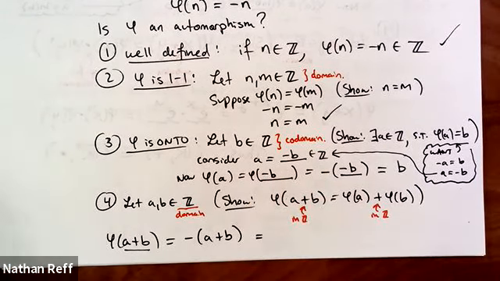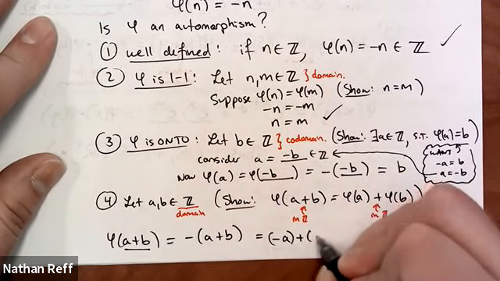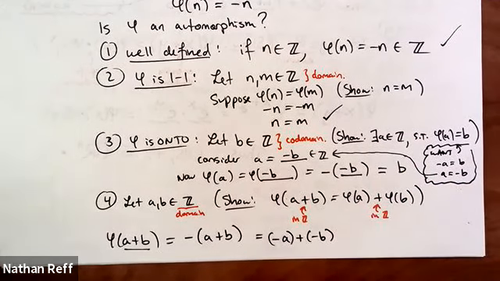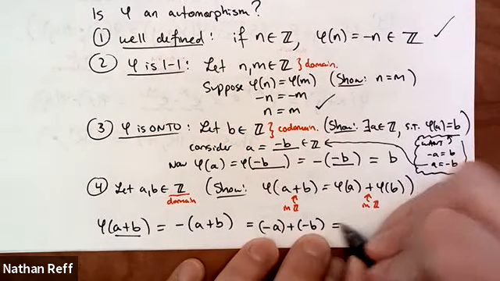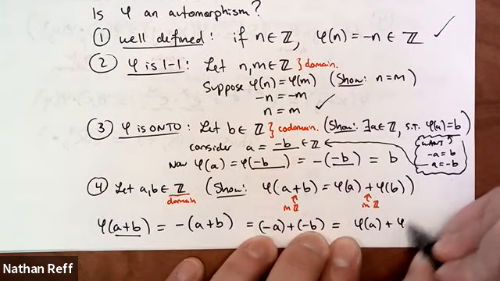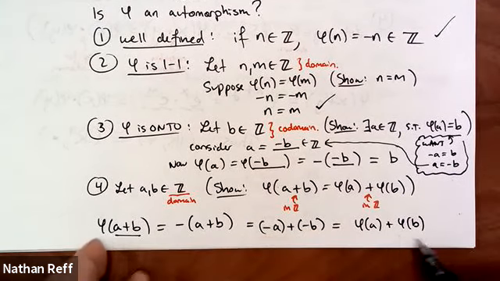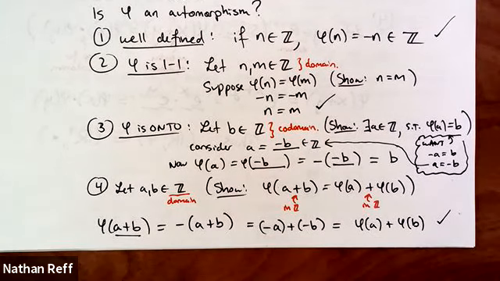Which is negative a plus minus b, or you could say it is negative a plus negative b. So that looks like you're using some kind of distributive property, which is essentially the case, but you could actually derive that from the very fact that the way this has to be. Okay, and this is phi of a plus b of b. Okay, so you're done.